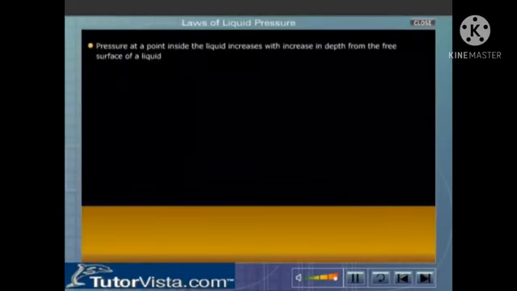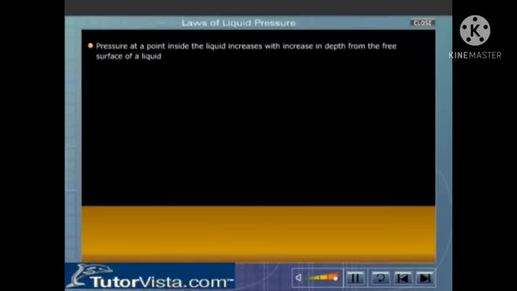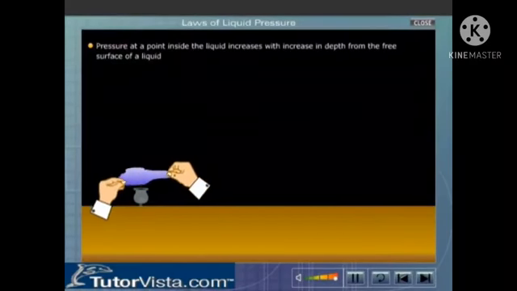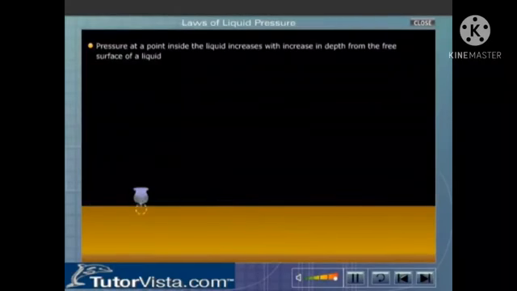To prove that pressure at a point inside the liquid increases with increase in depth from the free surface of a liquid, take a thin sheet of rubber from a rubber balloon. Stretch it over the mouth of the thistle funnel having a short stem.